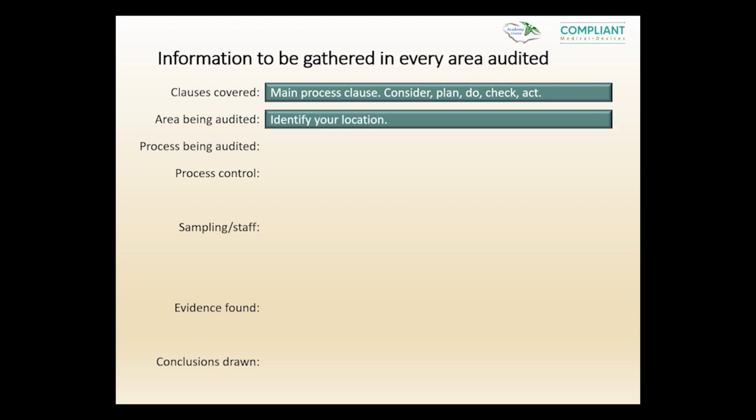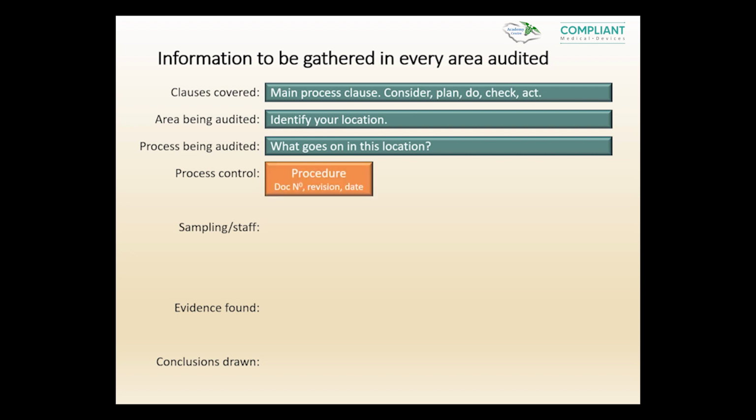The area should be clearly identified where you're performing the audit, with respect to the facility or location within that factory itself. Process being audited, so what's going on in this location, virtually set up the scene with respect to your audit notes so that it can be clearly identified in a year to come should someone else be carrying out that audit for you. The process controls, so whether there's a procedure, make sure you have the document number and revision date, again for full traceability with respect to the current status of the documentation within the quality management system that's being assessed as part of this.